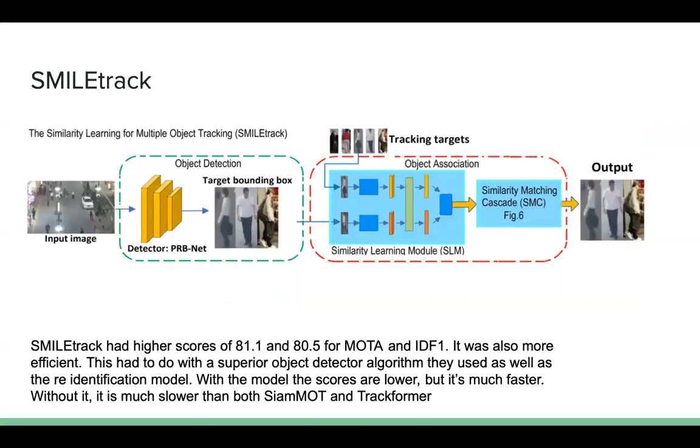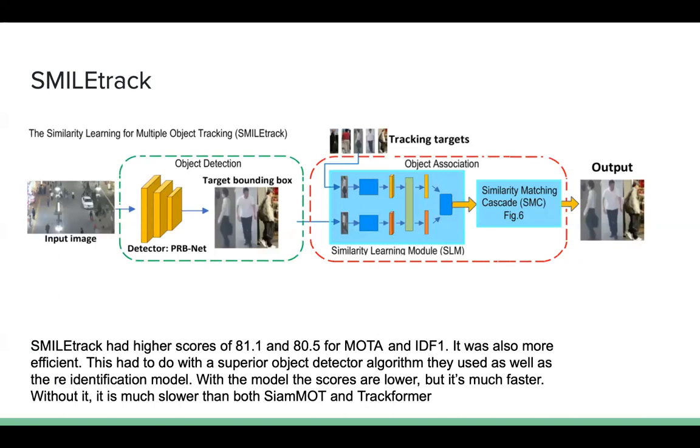Now I compared it to SMILEtrack. SMILEtrack has state-of-the-art performance as a tracking by detection method. Testing this against my end-to-end algorithm showed that SMILEtrack actually had higher scores of 81.1 for MOTA and 80.5 for IDF1. It was also more efficient.